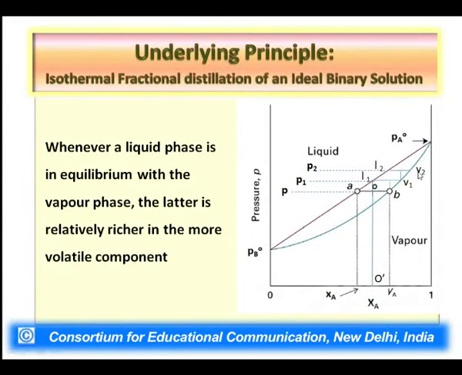Continuously we can carry out this separation of vapor phase and liquid phase separately, and ultimately a stage is reached where the liquid phase is pure component B, or component 2, the less volatile component, and in the vapor phase we have only component 1, or component A, the more volatile component. Having said this, this is the way we carry out isothermal fractional distillation, but this distillation process is usually not recommended for separation of liquid mixtures.